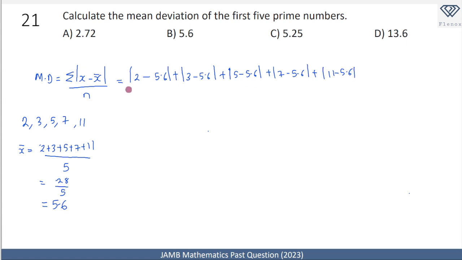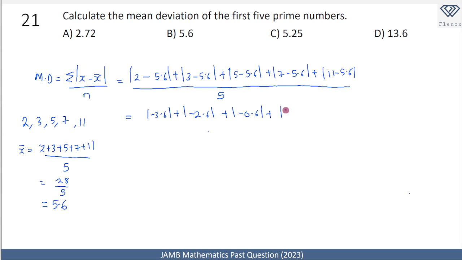We need to divide all those by the total numbers that we have. How many numbers do we have altogether? We have just 5 numbers, so this is going to be divided by 5. Now 2 take away 5.6 is minus 3.6. Then 3 take away 5.6 is minus 2.6. 5 take away 5.6 is minus 0.6. 7 take away 5.6 is 1.4. And 11 take away 5.6 is 5.4.